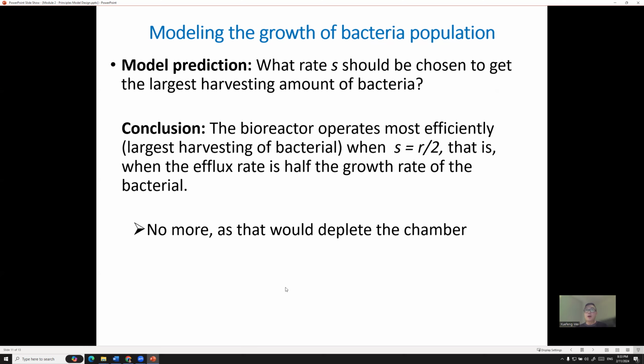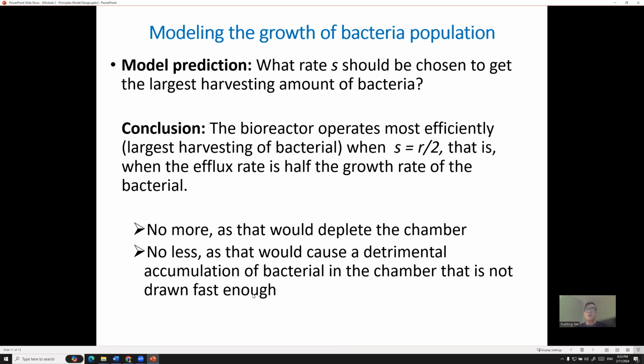No more, because if S is bigger than R over 2, then that will deplete the chamber. You extract the bacteria too fast, so you would deplete the chamber. And no less, because that will cause a detrimental accumulation of bacteria in the chamber that is not drawn fast enough.